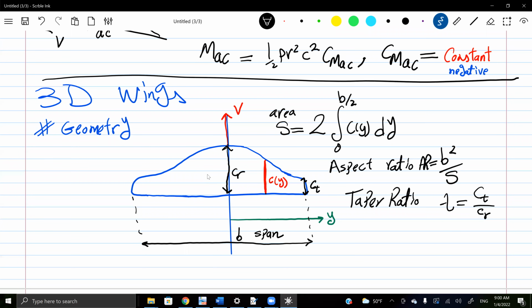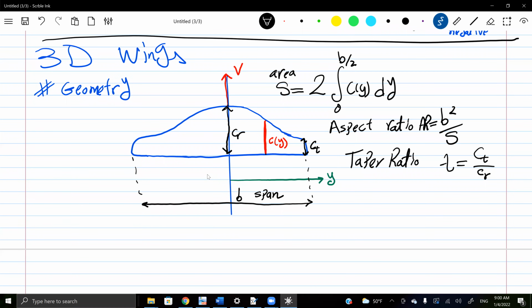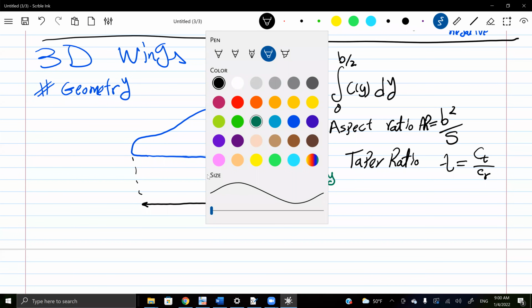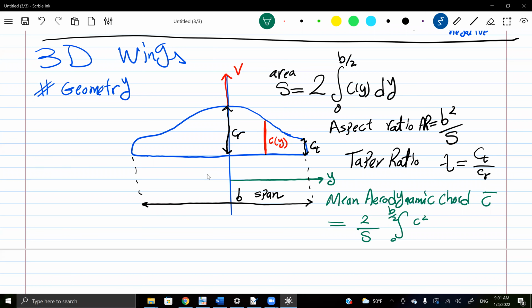So the community suggests the following. It's called the mean aerodynamic chord. We denote it by c bar. Here is the definition: c bar is 2 over S, integral from 0 to b over 2 of c squared dy.